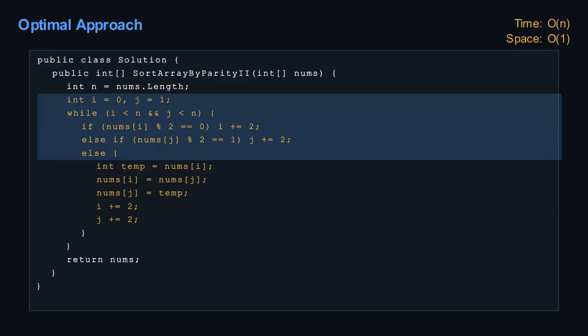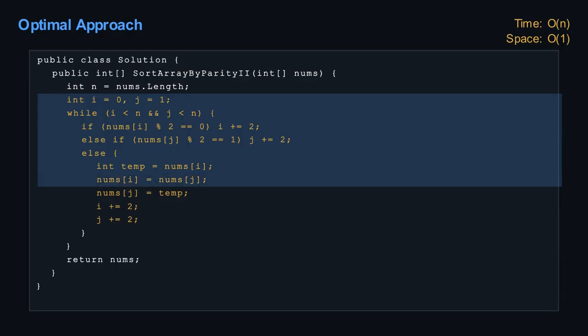Inside our main loop, we first check the number at I. If the number at I is already even, that means it's an even number sitting in an even position, since I only points to even positions. This number is correctly placed, so we can move I 2 steps forward to the next even position. We do the same for J. If the number at J is already odd, it's an odd number in an odd position, which is correct. So we move J 2 steps forward to the next odd position.